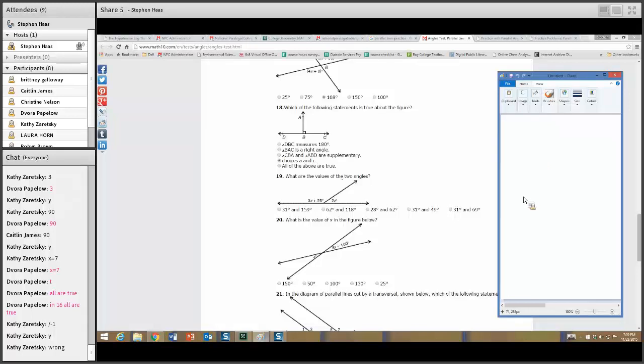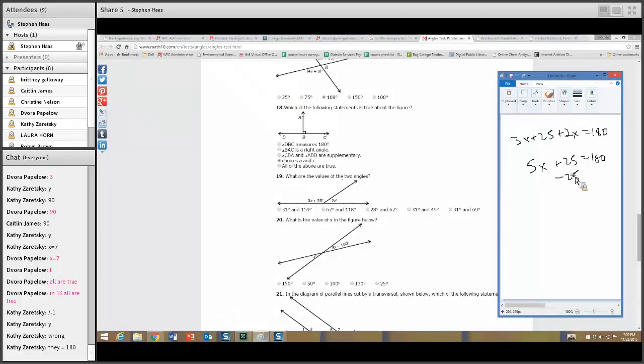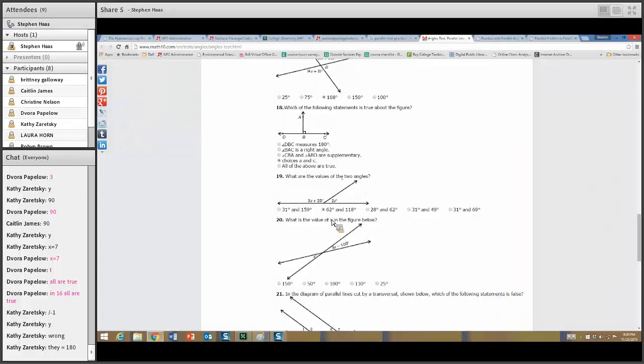Okay, what's the relationship between them? They're supplementary, right? So 3x plus 25 plus 2x equals 180. 3x plus 2x is 5x plus 25 equals 180. Subtract 25 from each side, and you got 5x equals 155. So x equals 31. So 2 times 31 is 62. So if the 2x is 62, the other one has to be 118.